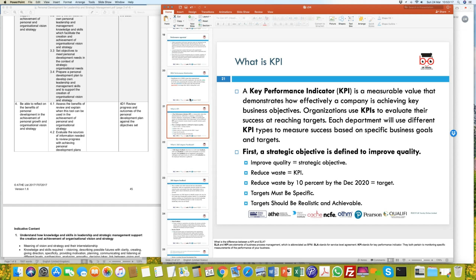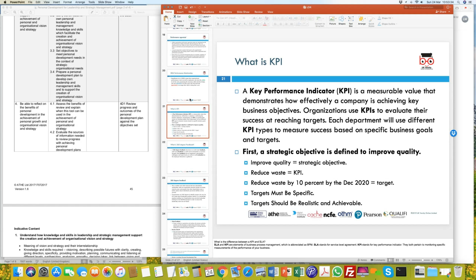An example of this would be if you work within a manufacturing organization, and one of the KPIs within a car manufacturing company is to improve quality, to reduce defects. Now, this is a strategic objective. This is not something which can be done in a short time. This is something which can happen over a long period of time.